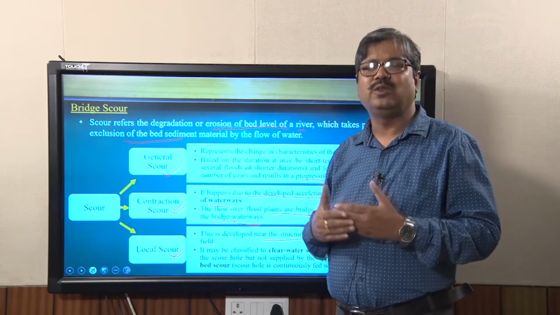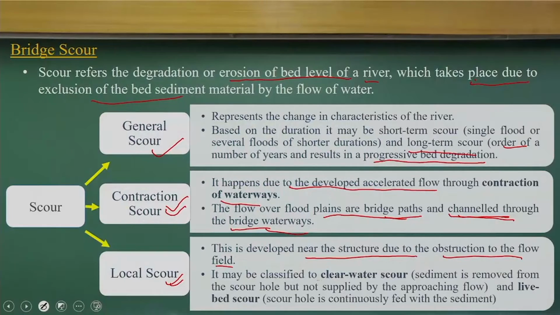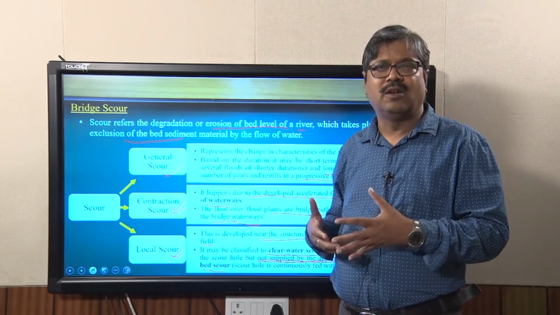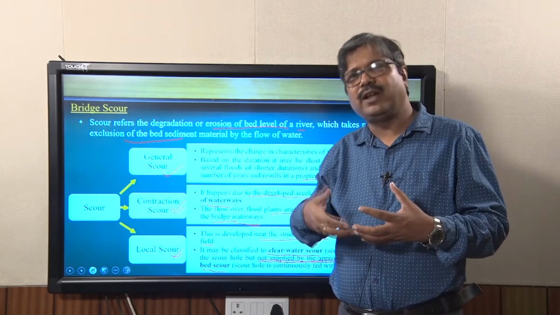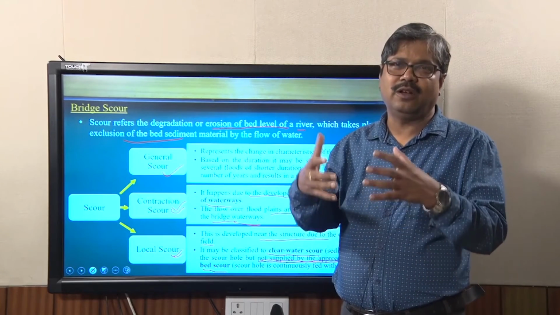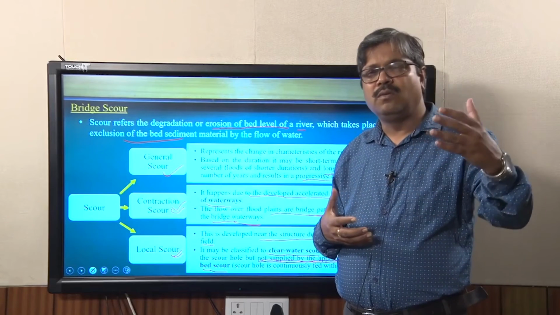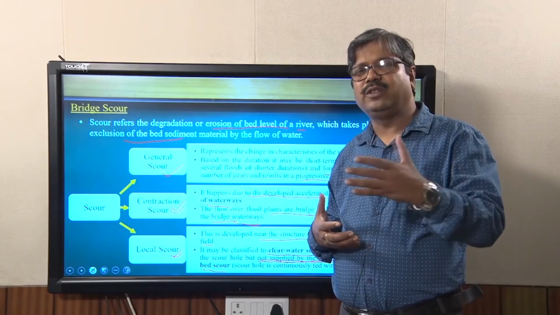Here we divide the scour into two parts. One is clear water scour, another is live bed scour. Clear water scour is in the regions where there is no sediment supplied by the approaching flow. The sediment is removed from the scour hole, but not supplied by the approaching flow. That means the approaching flow is not carrying any sediment to the scour holes. All the scour material goes out from the bed near the local zones. No bed sediment is moving along with the river.